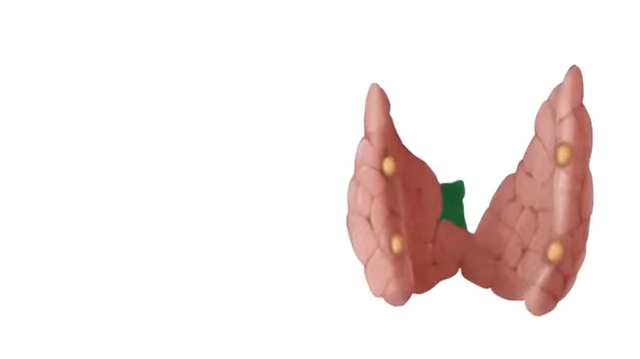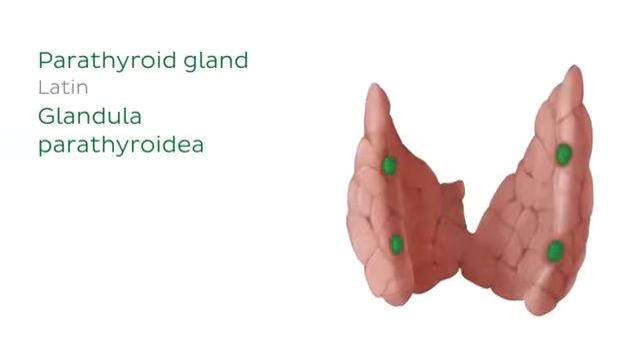The other glands that feature in this tutorial are the parathyroid glands, which we can now see highlighted in green. In this image, we're looking at the thyroid gland from a posterior view, the left lobe being here, on the left of the screen, and the right lobe being here.